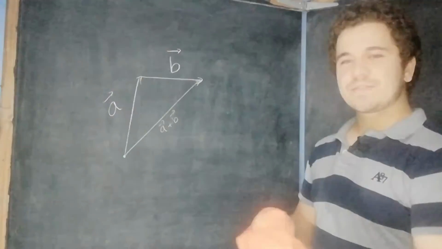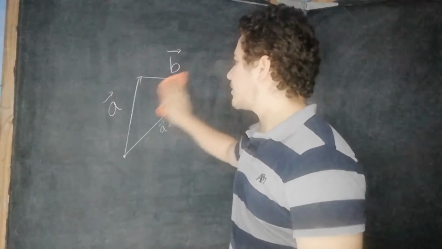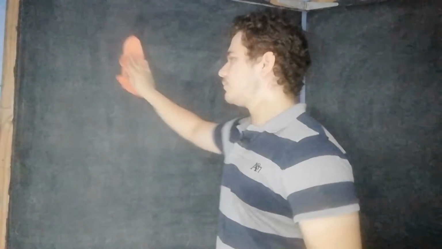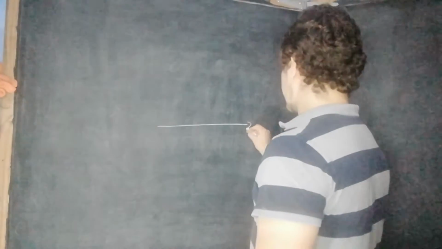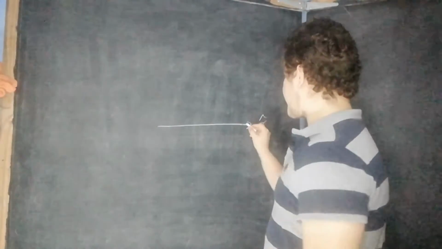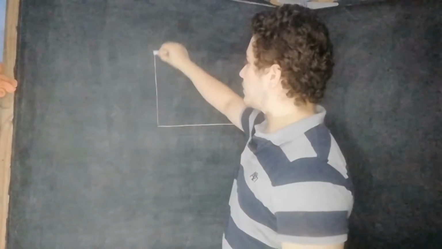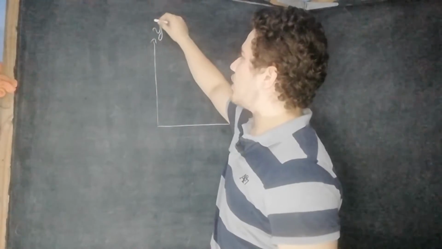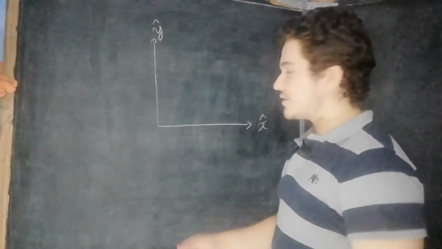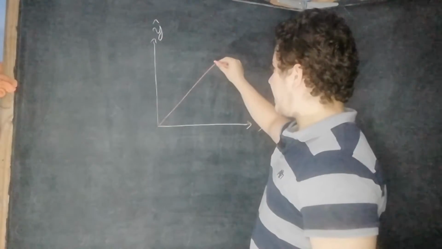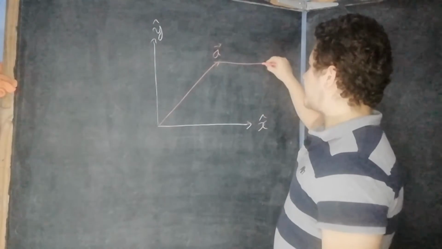So let's try to explain it in a more numerical way. Firstly, we should describe a coordinate system for our problem. Let's use the most common coordinate system, x, and in the vertical we put y. Okay, so let's write our vectors. Our vector will be A, and we add to it a vector B.